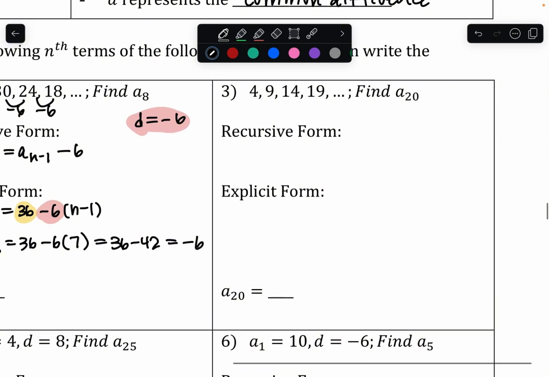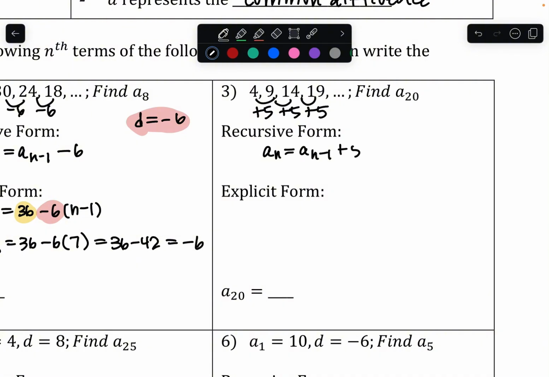Okay, here we're finding A20, so it looks like we are adding 5 each time. So our recursive form would be any term equals the previous term plus 5. Our explicit form would be the first term plus 5 and minus 1 more times, since our D in this case is 5.